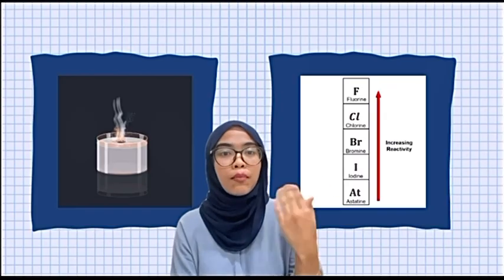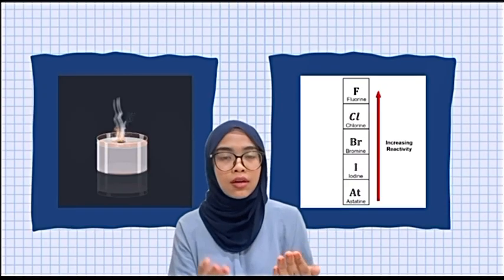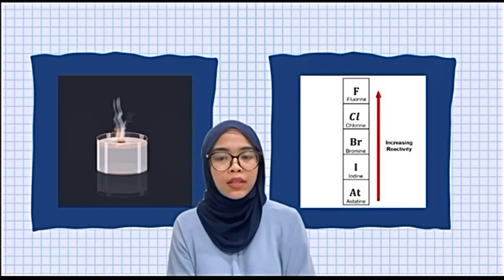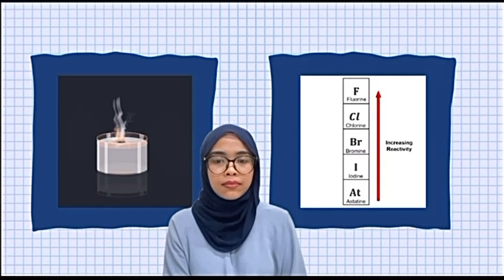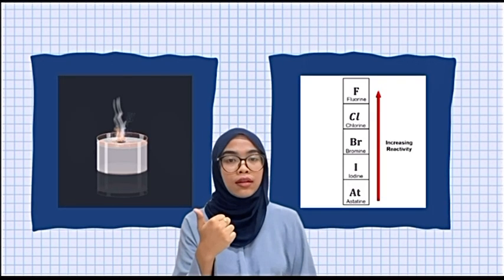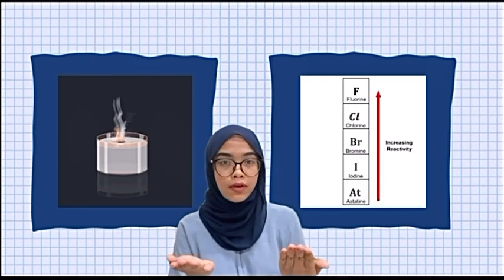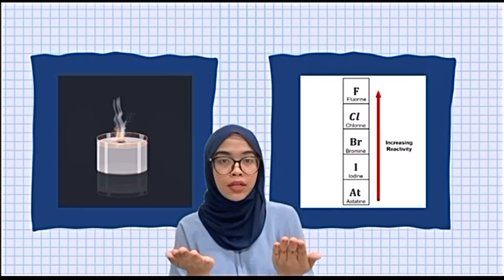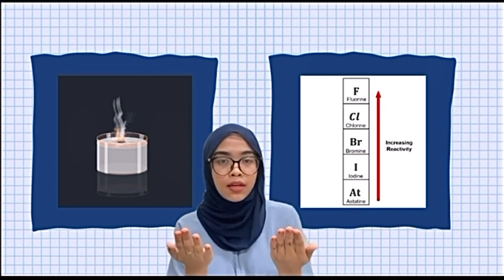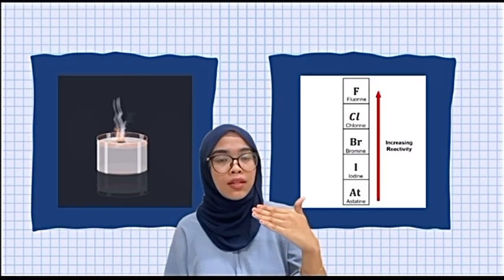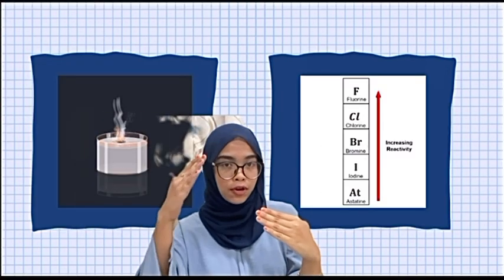For example, potassium and water. Potassium is highly reactive with water, forming potassium hydroxide and hydrogen gas. Not only that, chlorine and fluorine. Chlorine and fluorine have different atomic structures, so chlorine is less reactive than fluorine.